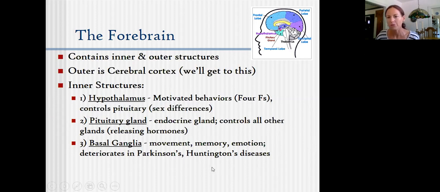So it controls the thyroid gland, and it controls the pancreas and every other gland that releases hormones in the body. And then finally, the basal ganglia. The basal ganglia is involved in movement as well, memory, emotions. It will deteriorate in Parkinson's disease, partially because it's connected to the substantia nigra, and also in Huntington's disease, and those are both movement disorders.